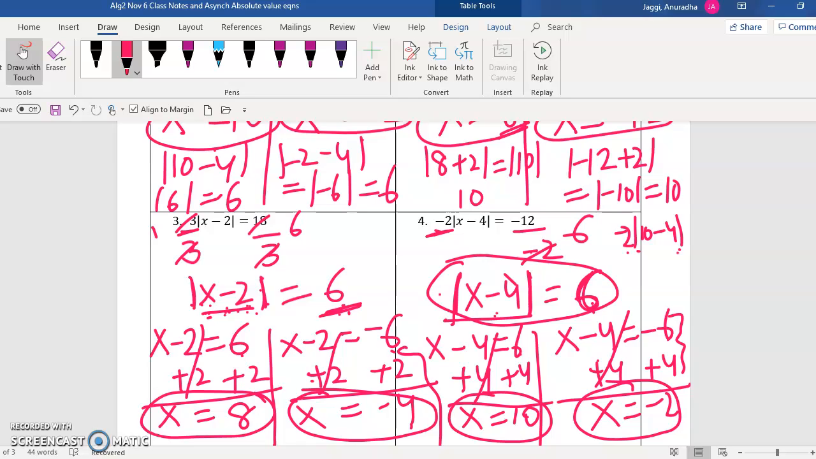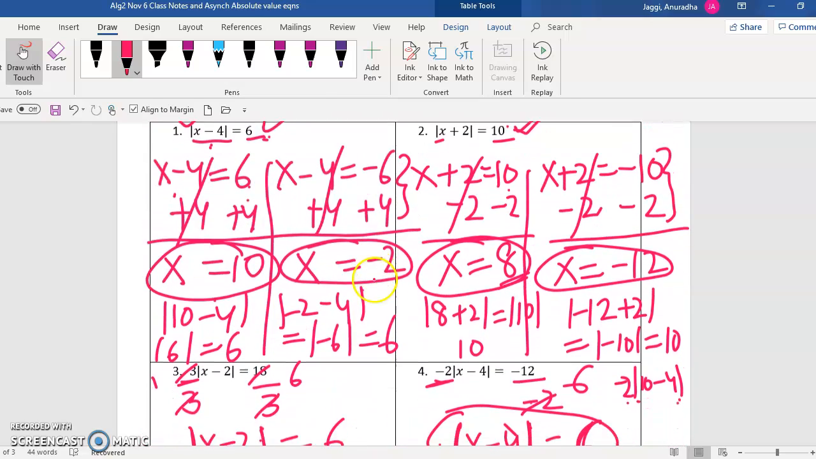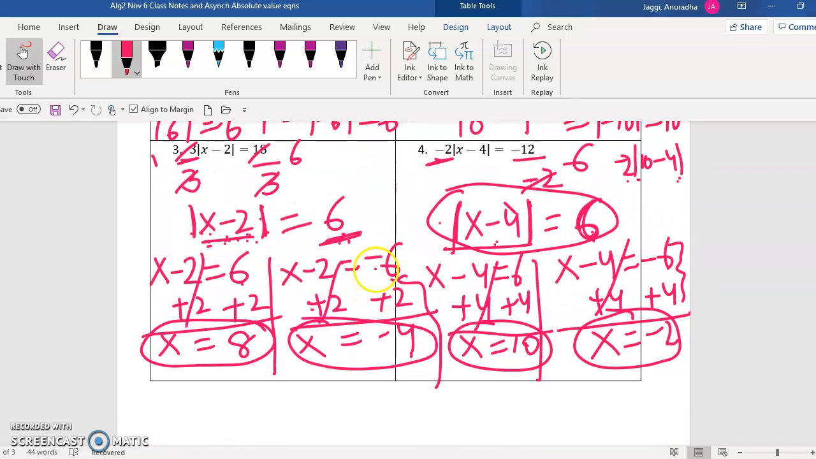Okay, I hope you found this exercise useful for doing your first assignment on absolute value equations. Please do question numbers 1, 2, 3, 4, 5, 6 in your assignment, and then we will take up from there.